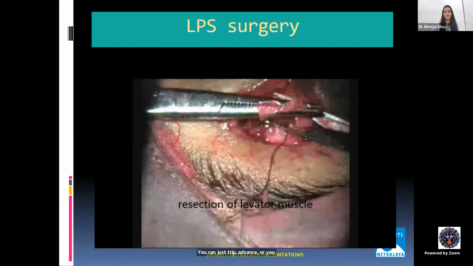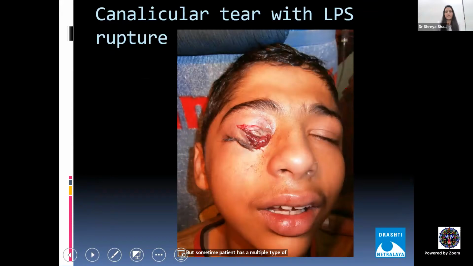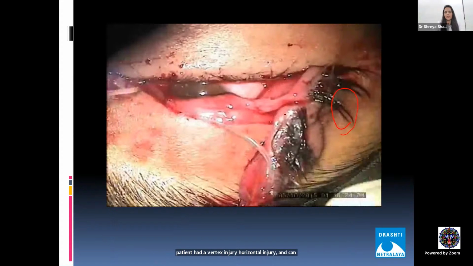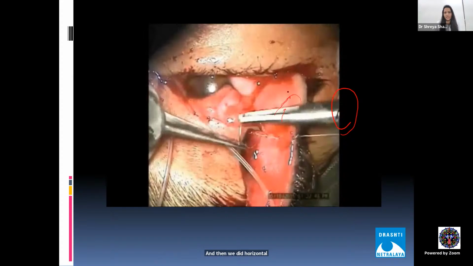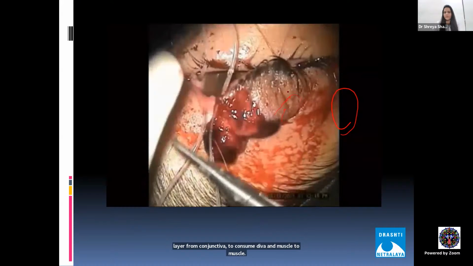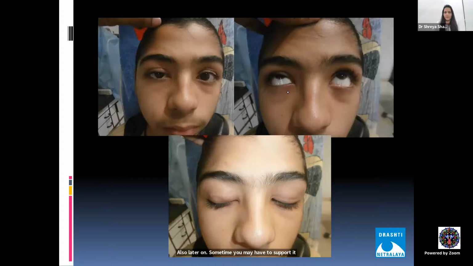But sometimes a patient has multiple types of injury. This patient had a vertical injury, horizontal injury, and canalicular injury. So after doing bicanalicular intubation, we did the vertical repair. This and this should be equal when you are taking the bite. And then we did the horizontal repair, lid repair, layer by layer from conjunctiva to conjunctiva and muscle to muscle. So you have to be meticulous enough to operate and give a good result post-operatively with good movements also. Later on, sometimes you may have to support it with skin muscle resection. So this patient came 6 months back, and there was a little ptosis. So we just supported with skin muscle resection, and it went well.